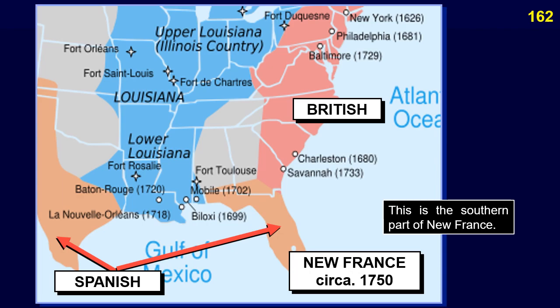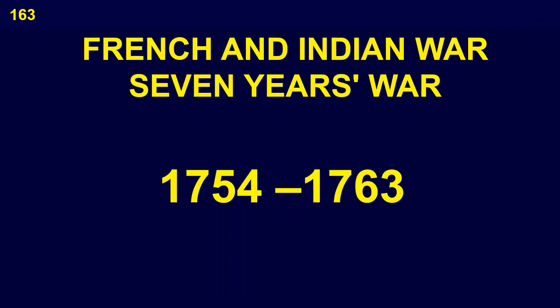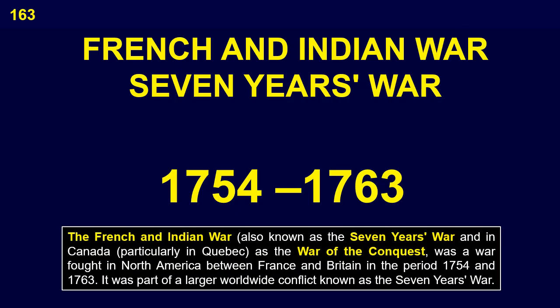The French and Indian War, also known as the 7 Years' War in Canada, particularly in Quebec as the War of the Conquest, was a war fought in North America between France and Britain in the period 1754 to 1763. It was part of a larger worldwide conflict known as the 7 Years' War.